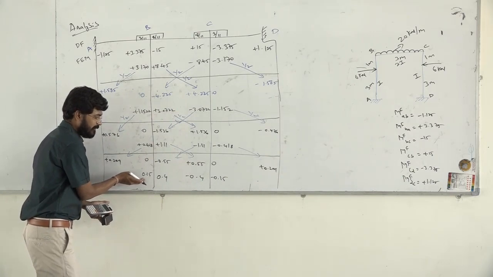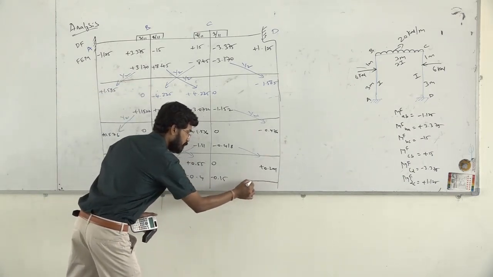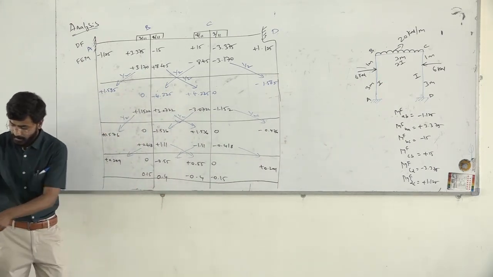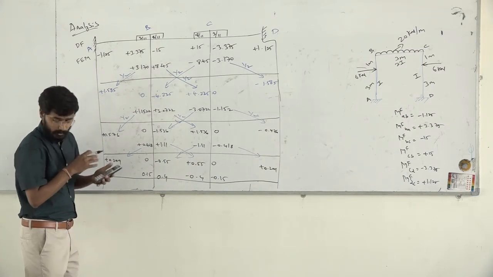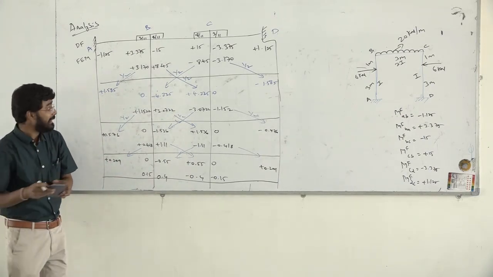Now here you can see we have got 0, 0. You can still iterate it, no problem. But even if you stop here, there is no problem. But you have to add all the values. Whatever values we have got, you have to add all the values over here. Now let us add the values.